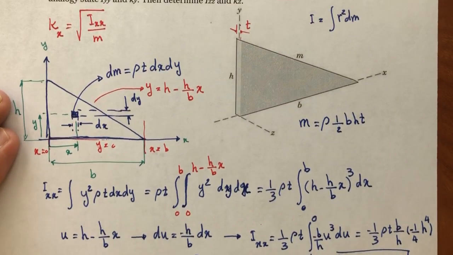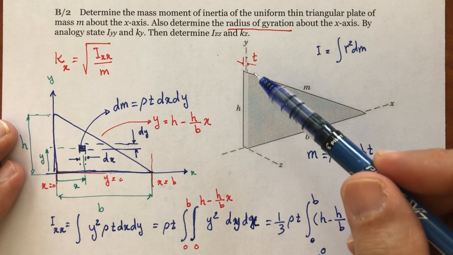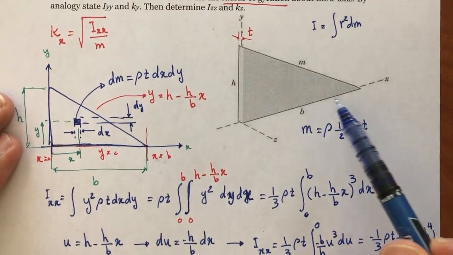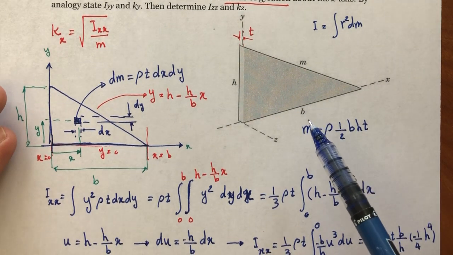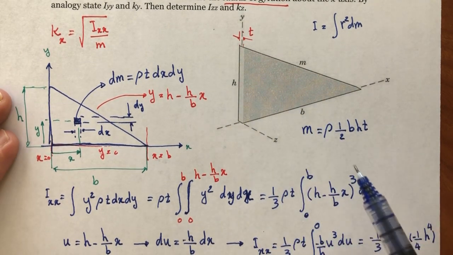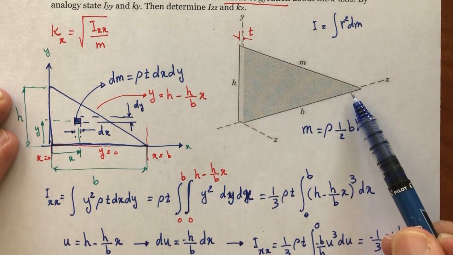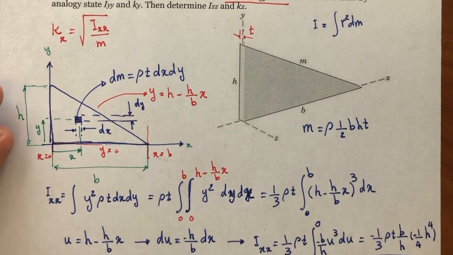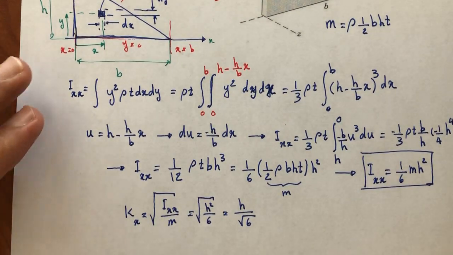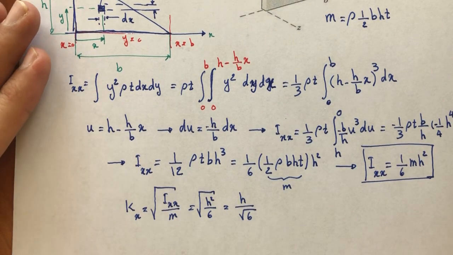And of course, you can do the same thing for y, even without doing any math, because everything is symmetric about x and y. If you change the b and h, I about the y-axis is going to be 1/6 times mass times b squared, right? So this is the first method to find the mass moment of inertia about the x-axis.